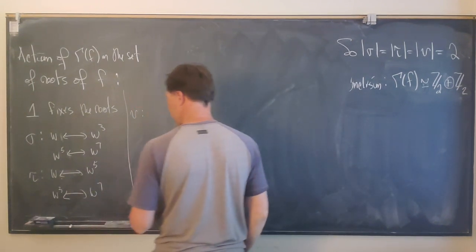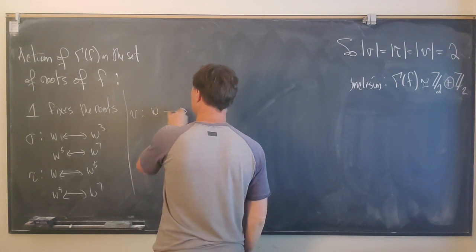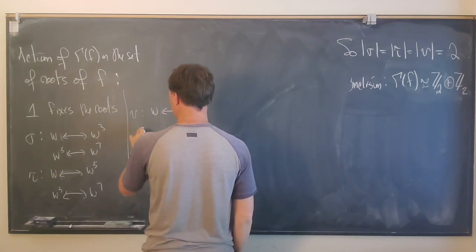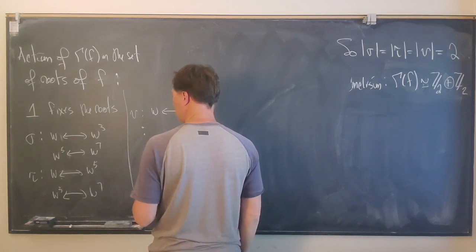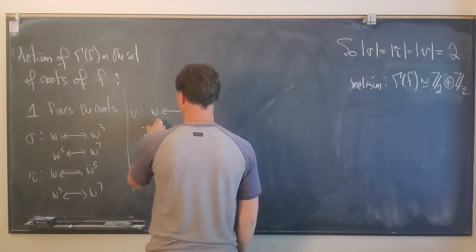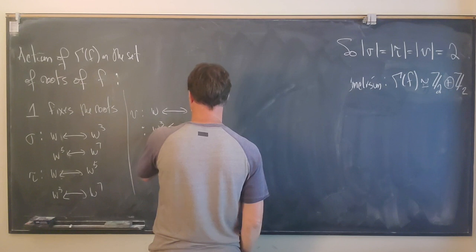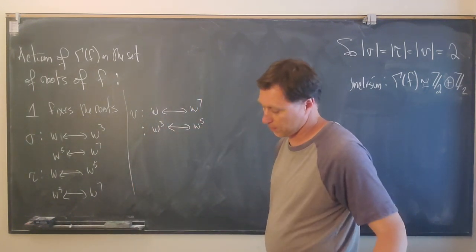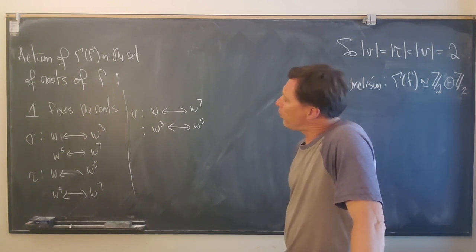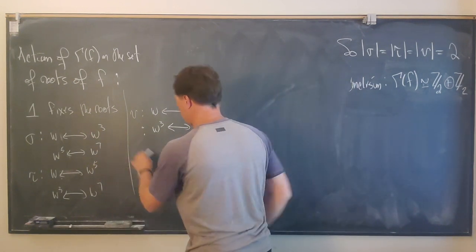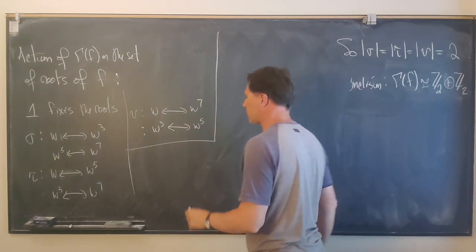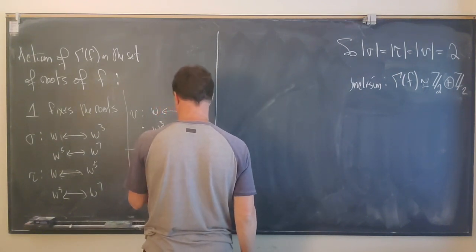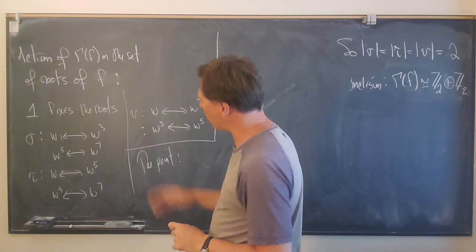Let's see, that one interchanges omega and omega to the 7th, and it interchanges omega cubed and omega to the 5th. And so the point of this, I wish it was right there, but oh well. So the point, notice what is happening here.